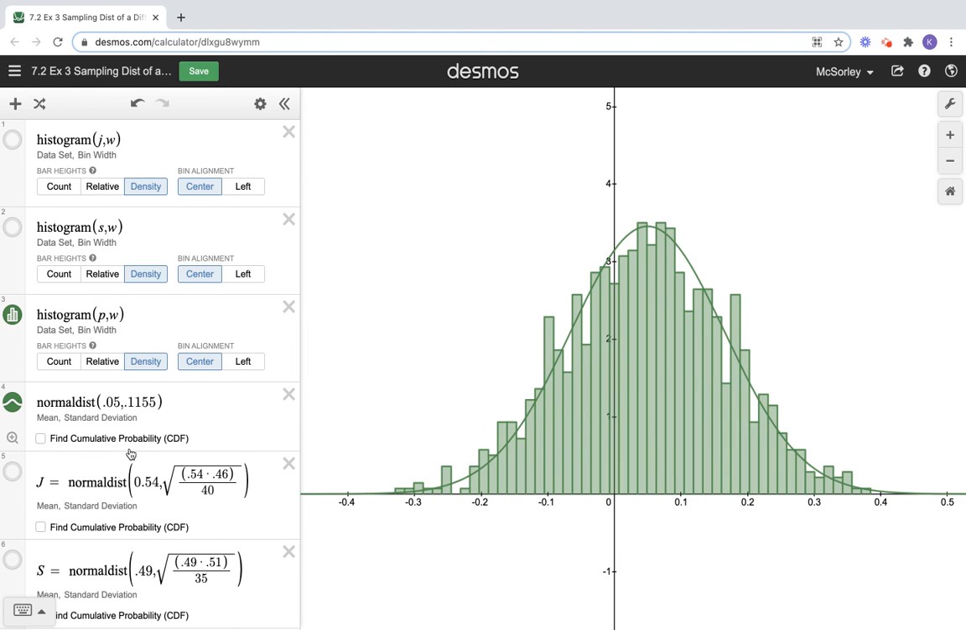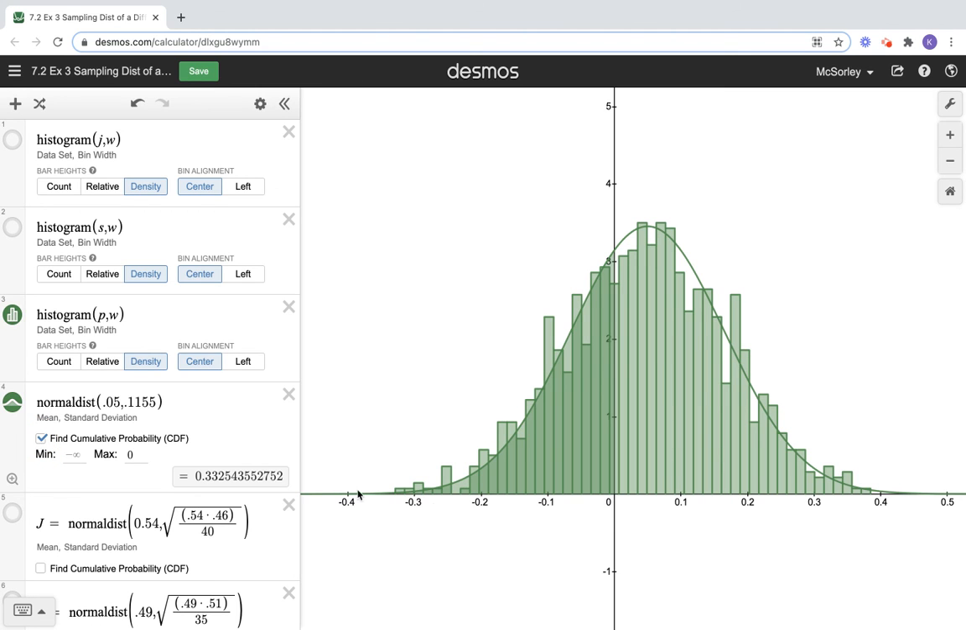All right, so what I want to do is find the probability that this is less than 0, all right? And if I click on that, I can see that this shaded area right here represents that the juniors are less than the seniors. That's going to come out to be 0.3325. All right, so let's look at how we would do that on our paper.